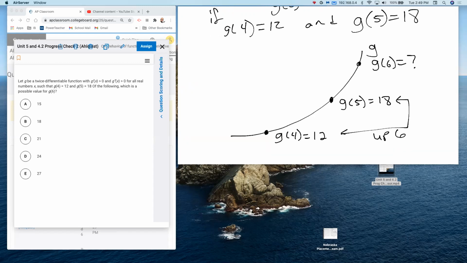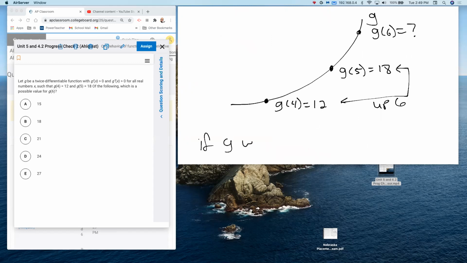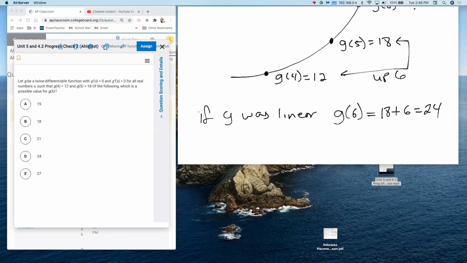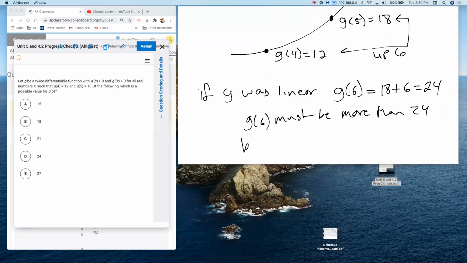So that means if g was linear, then g of 6 would be 18 plus 6 more, or 24. But it's not linear. It's actually concave up, which means it needs to grow more than 24. Because g is concave up and increasing, g of 6 must be more than 24.